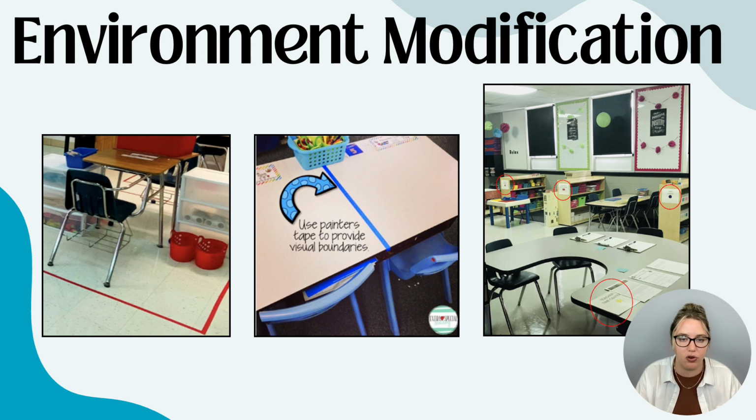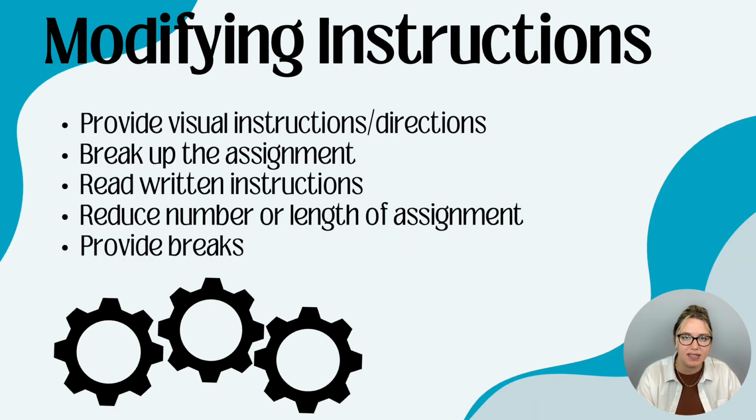Just get creative in how you set up your classroom proactively to prevent your student from maybe eloping or leaving the classroom, or engaging in something to try to get something, or get out of something. These are all common behaviors that can be addressed through ABI of environment modification. When we discuss instruction modification, this is going to look like providing visual instructions or directions, maybe breaking up the assignment for the student, giving them written instructions, maybe even reducing the number or the length of the assignment altogether, or providing breaks for your student.